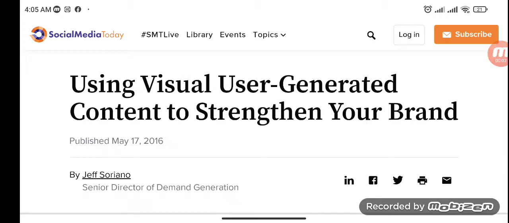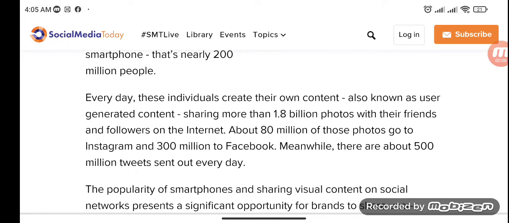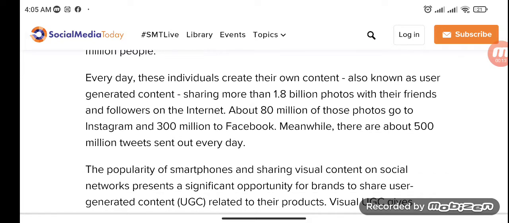Visual user generated content. Using visual user generated content to strengthen your brand. What is this? User generated content is nowadays very important for every brand to be a part of the world.